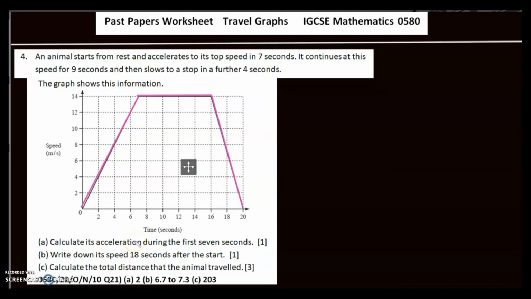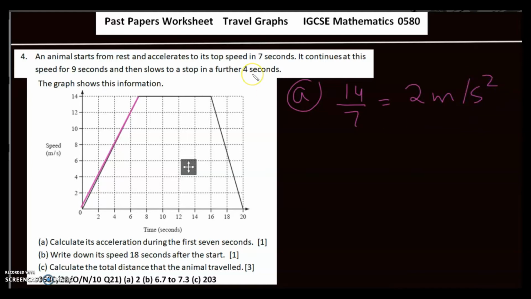Calculate the acceleration during the first 7 seconds. So acceleration during the first 7 seconds is simply the rise over run here. So rise is 14 and run is 7. So the answer is 2 meters per second squared.